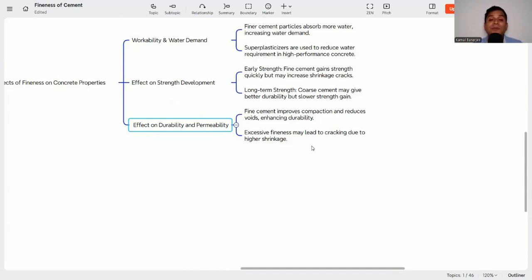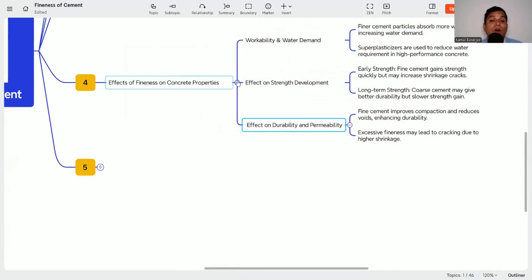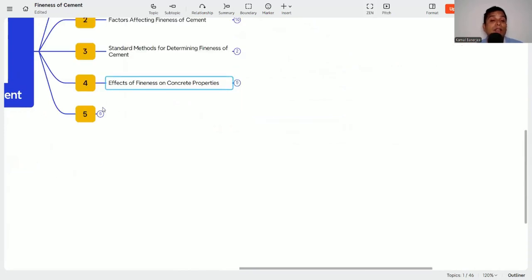And excessive fineness may lead to cracking due to higher shrinkage. You also need to be very careful, because there is high water demand, and if the water is not there, shrinkage cracks can be generated. So these are the effects of fineness on the concrete properties.